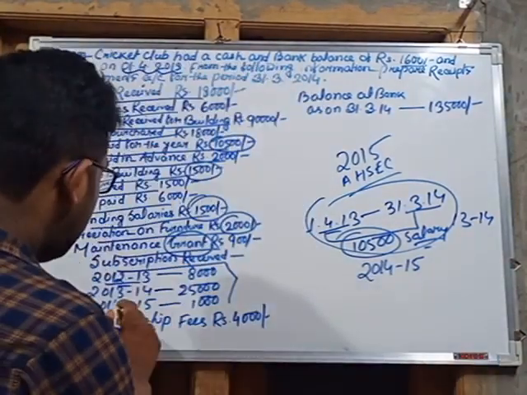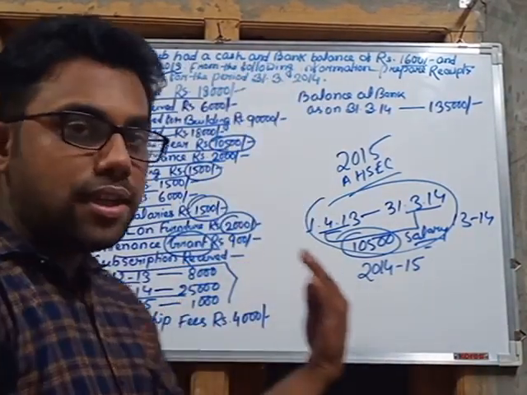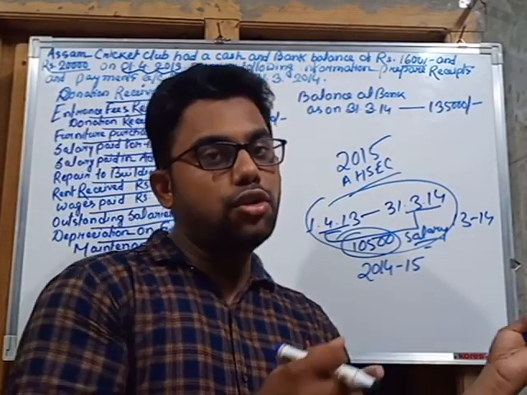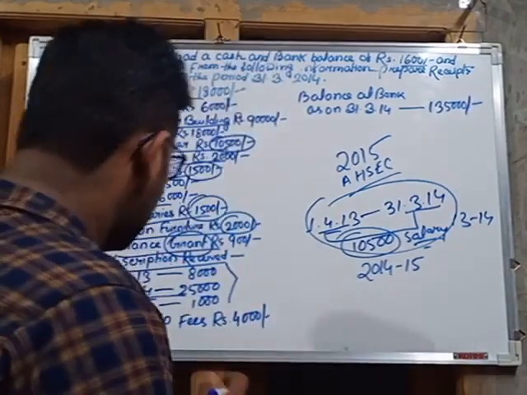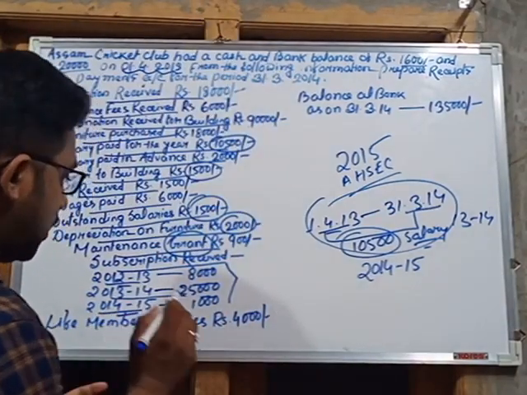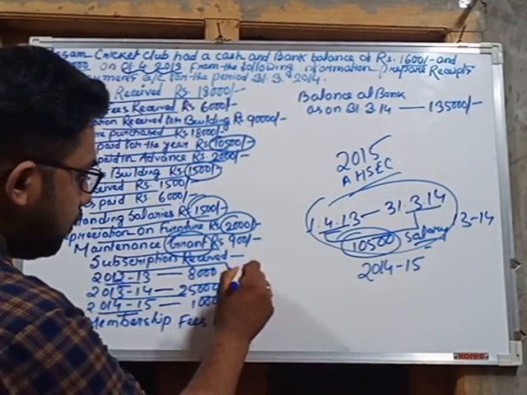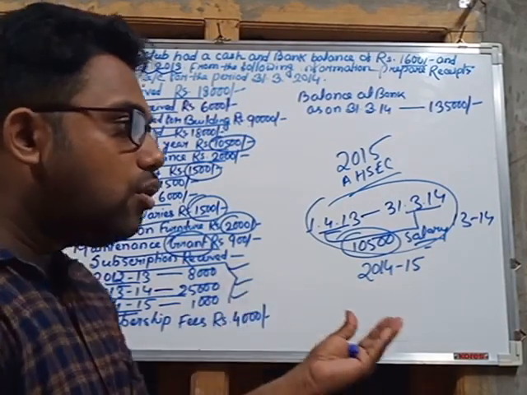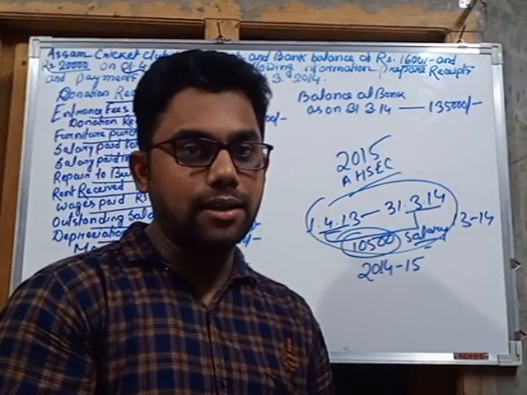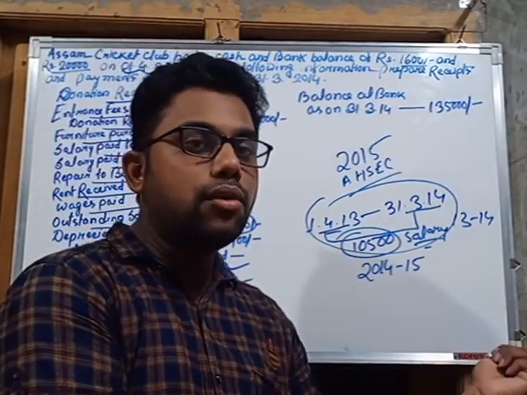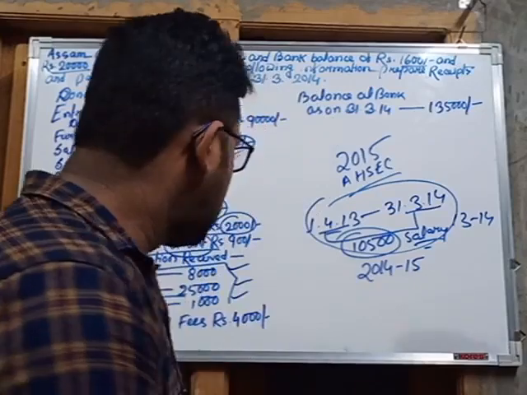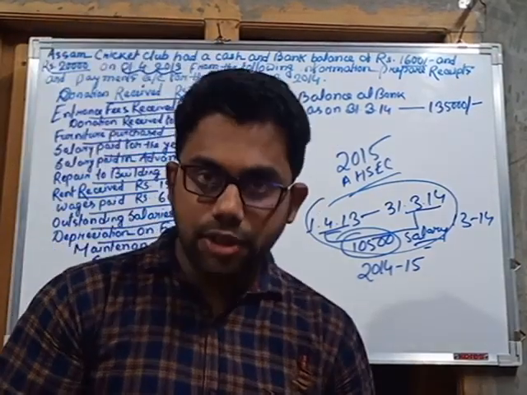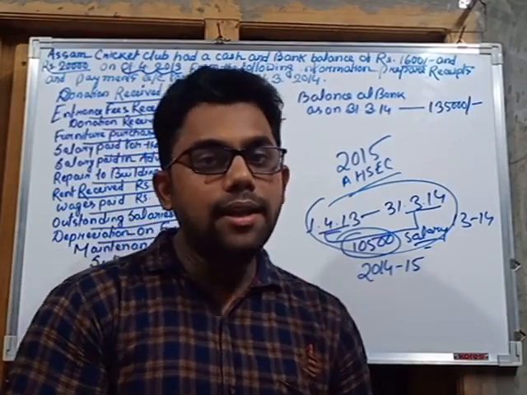Next one is for the current year, they have received 25,000 as subscription, so it is also a receipt for the non-trading organization. It will also be recorded in the receipt side. Next one is 2014-15. So if we notice, one is for the past year, one is for the current year, one is for the future year, but all the amount is received in the current year, so all the three items will be included in the receipts and payment account. Next one is the life membership fees. It is also a receipt for the non-trading organization, so it will come in the receipt side.